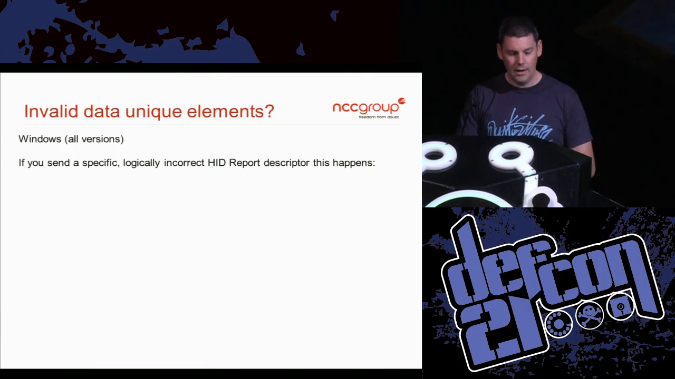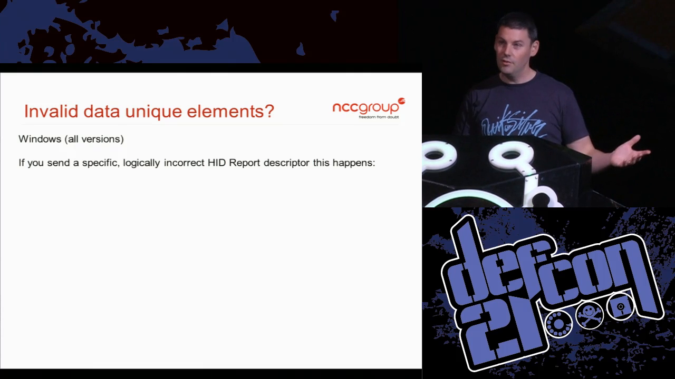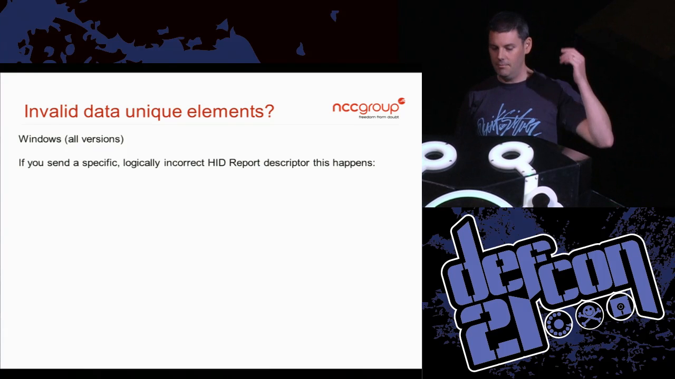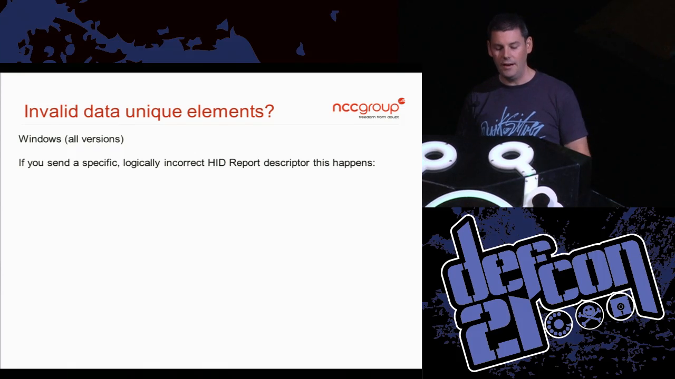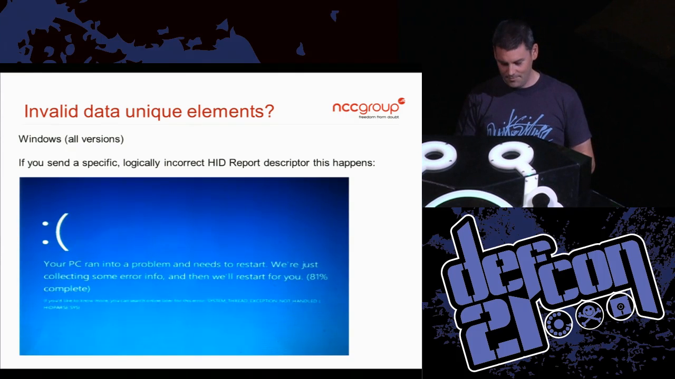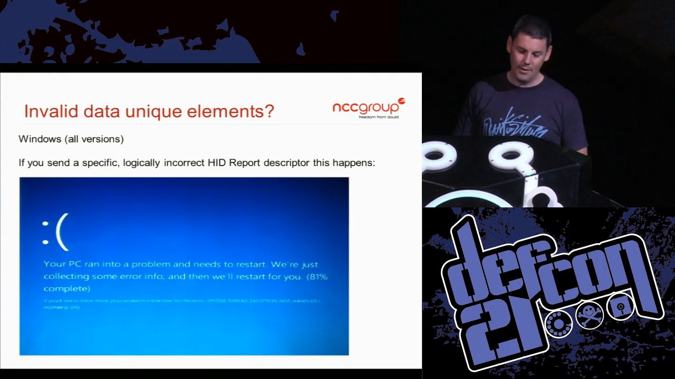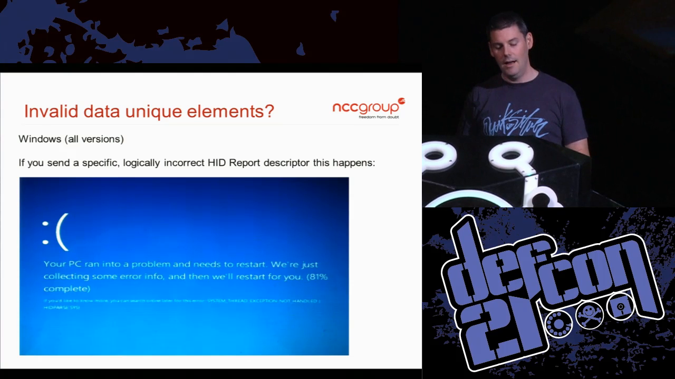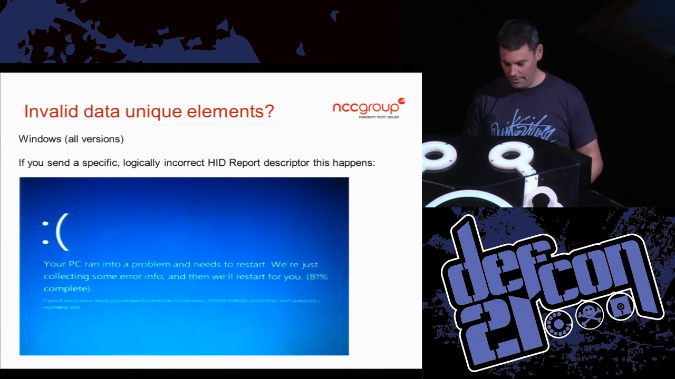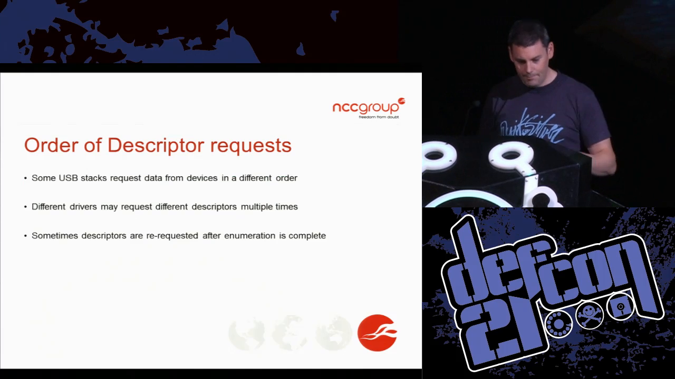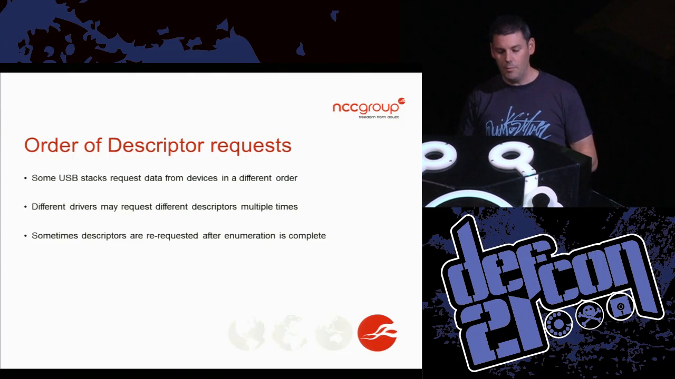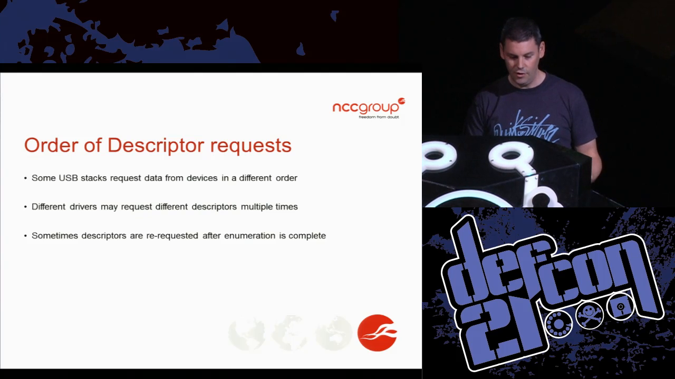So for example, Windows, all versions, from XP up to current day, absolutely everything: if you send a specific logically incorrect HID report descriptor, this happens. Not too great from an enumeration perspective, but it's a bug. When I show you UMAP in a few minutes' time, one of the test cases within UMAP will trigger this. So when I release the tool, you'll be able to play with this and find out what this bug is. Also, the order of the descriptor requests can be used for identification too.